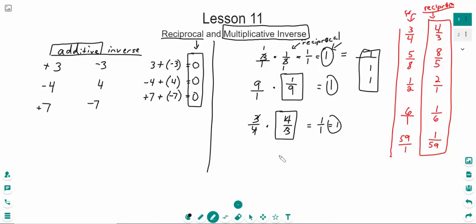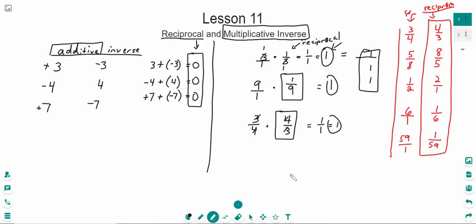Right? So whenever we take a whole number or a fraction, any real number for that matter, and multiply it by its reciprocal, we get a 1. And again, we can say that as if we take any real number and multiply it by its multiplicative inverse, we get a 1. All right? Either way of saying that is fine. So reciprocal, multiplicative inverse, they're the same thing.